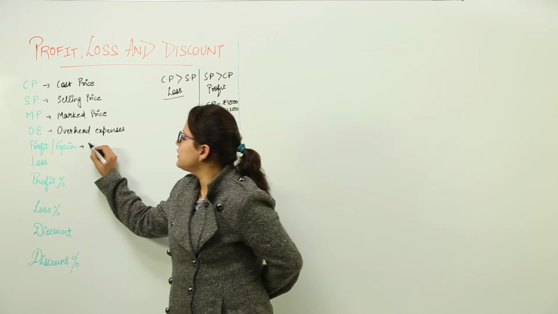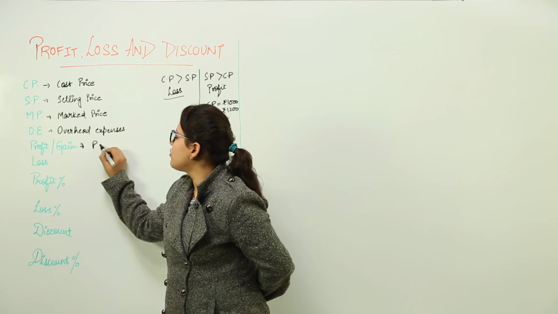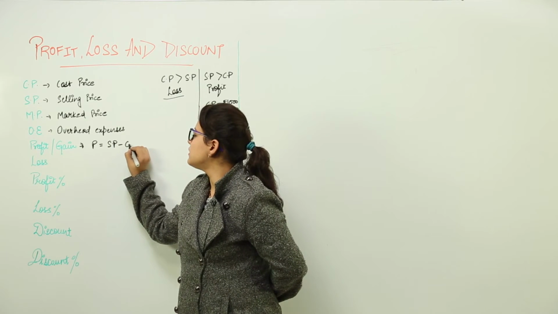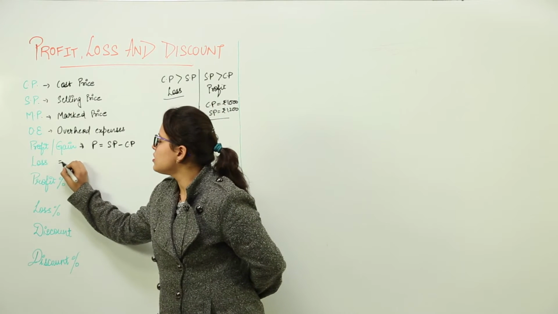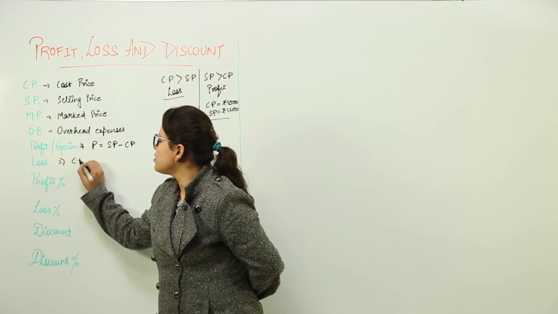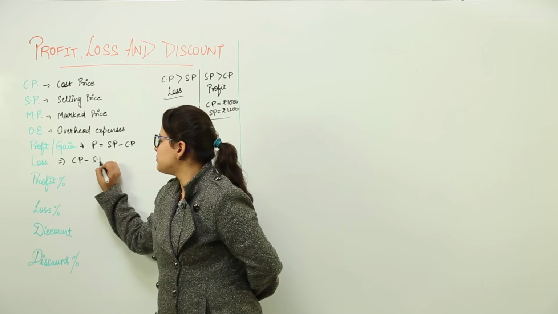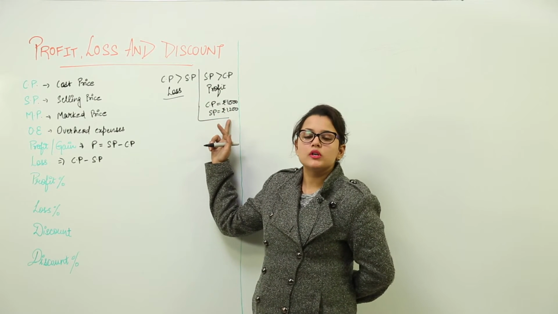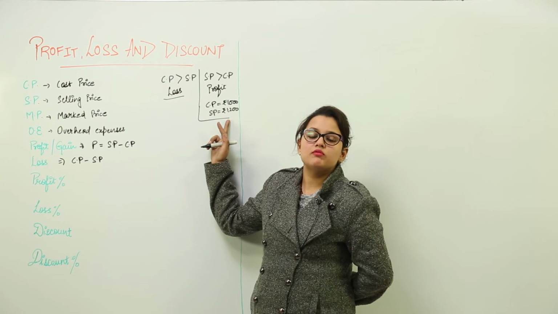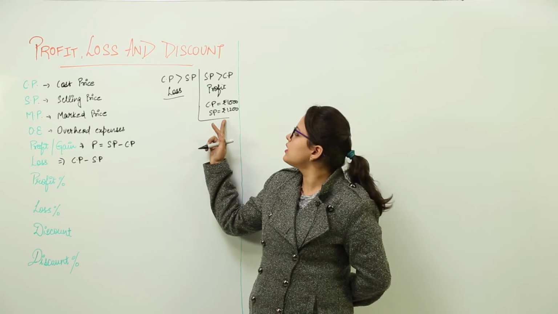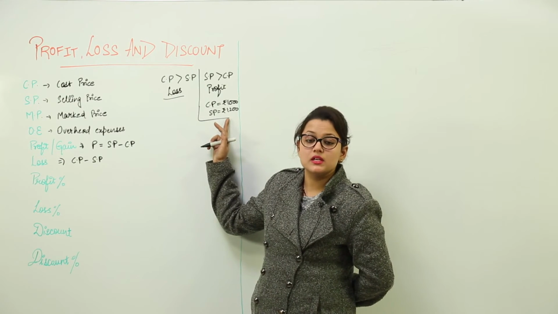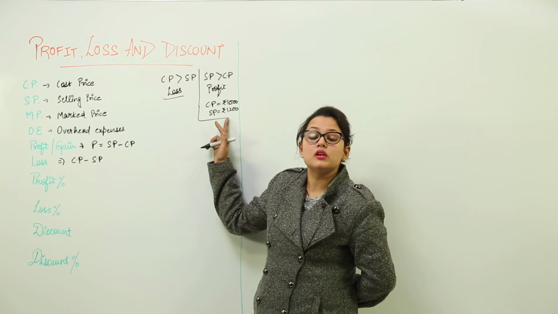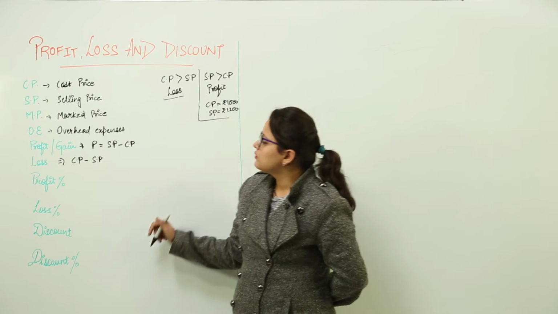For profit, we have the formula: profit or gain is equal to selling price minus the cost price. For loss, we have the formula cost price minus selling price. If you are given the two values, say for this example, what is the profit that you are earning? That will be SP minus CP. So here we get 1200 minus 1000, that gives us 200. So 200 is the profit that you are earning on each shirt.